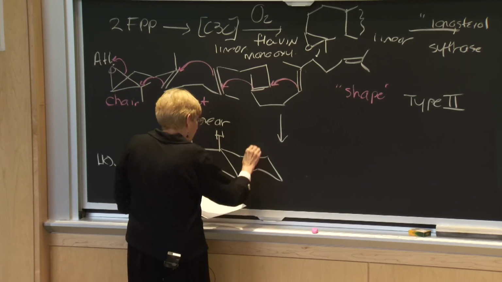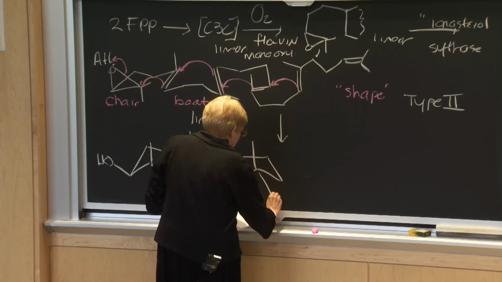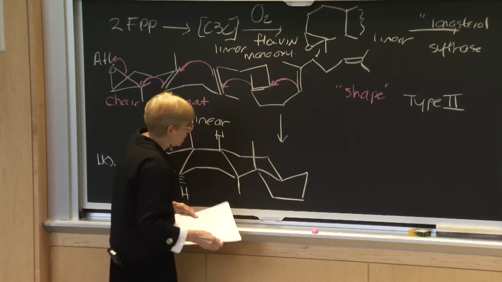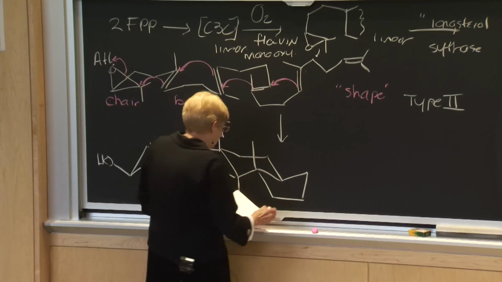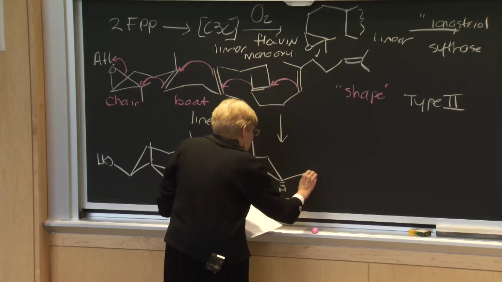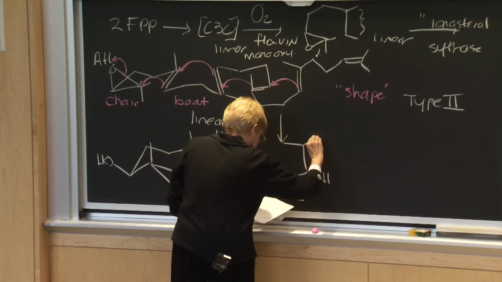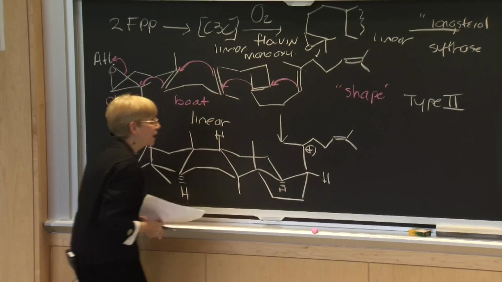And we're into a chair conformation again, and then we need to attach the last ring. So we have three six-membered rings and a five-membered ring. And in the end, what have we generated? We've generated a carbocation.